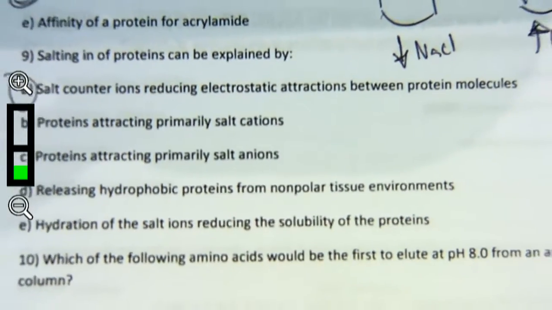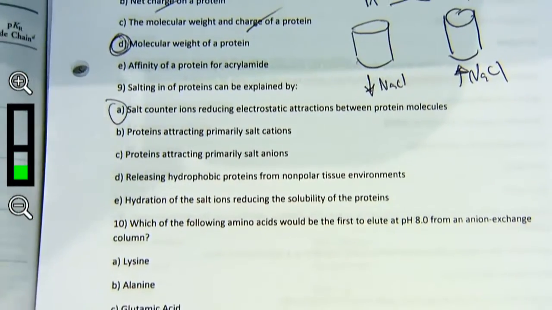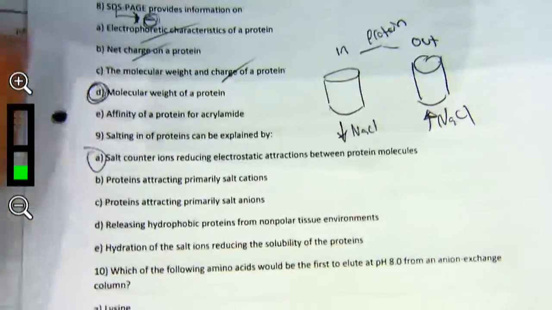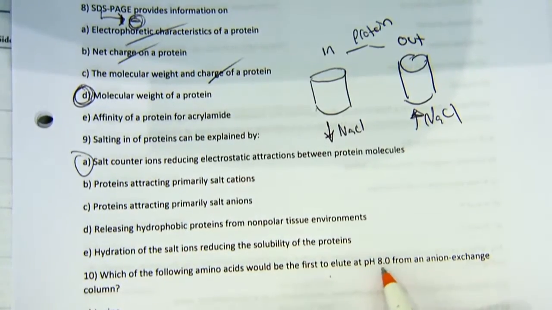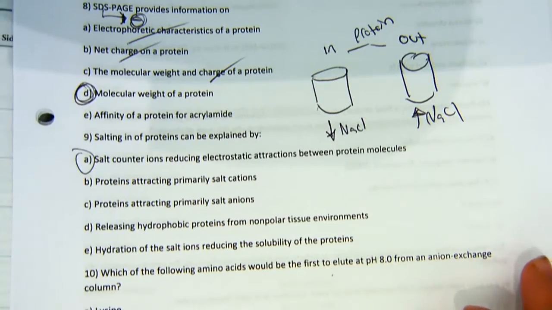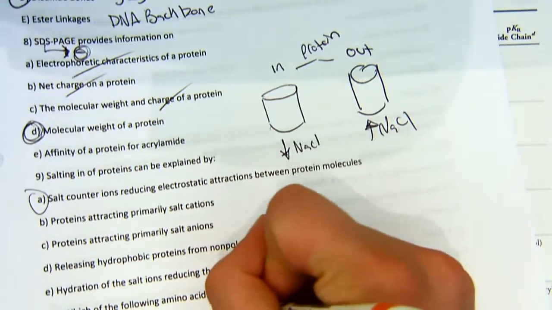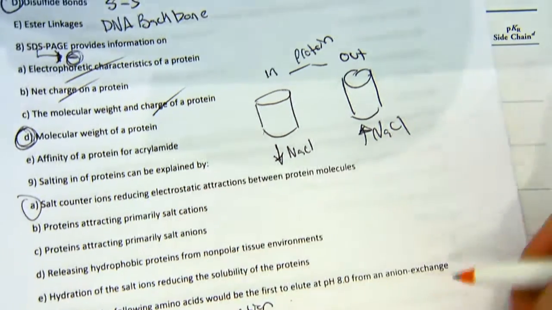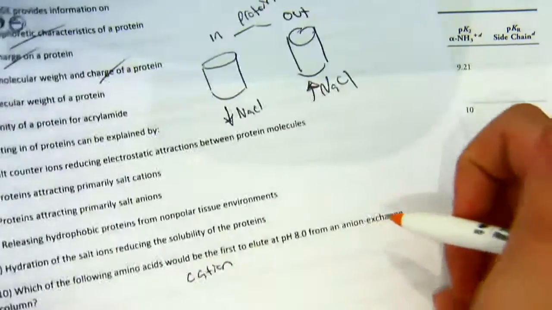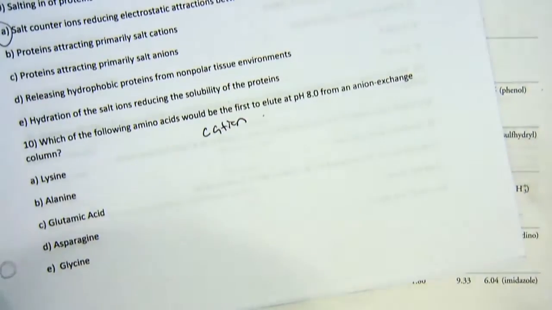All right, which of the following amino acids would be the first to elute from a pH 8 anion exchange column? So we have anion and cation exchange. Cation.